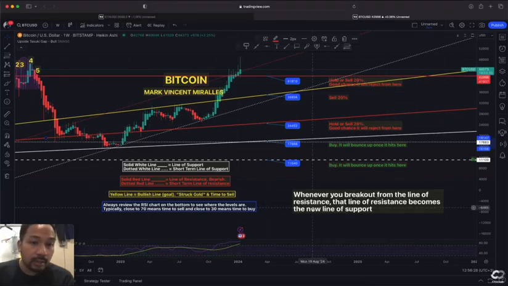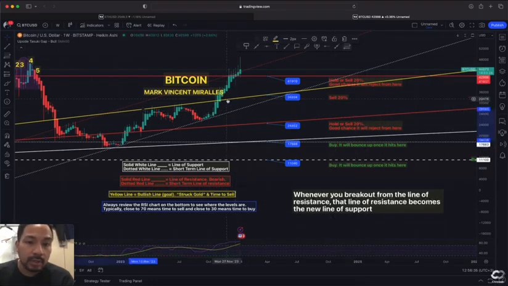One of the key things I want you guys to understand is that whenever you break out from the line of resistance, that line of resistance becomes your new line of support, which is what I have right here. Okay, so this yellow line was our line of resistance. It broke out of there. Bitcoin is broken out right now. You can see our long-term line of resistance right here. It is past it, so we are officially broken out.